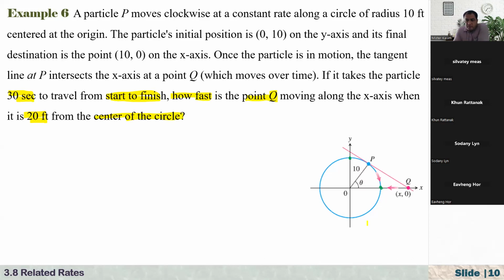Now at any time t, with this angle theta, how can I connect this P and Q to each other?